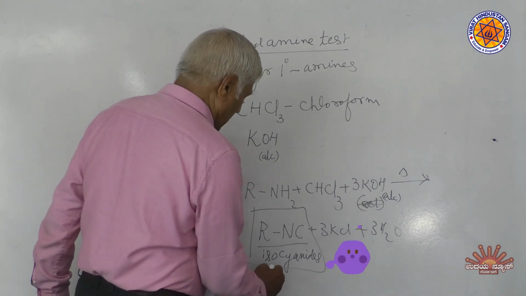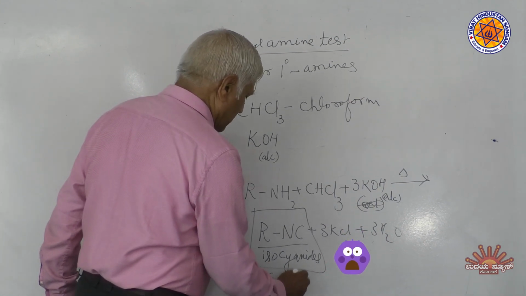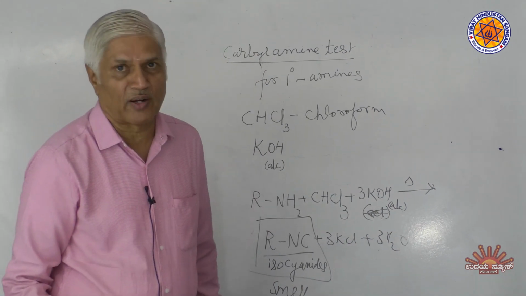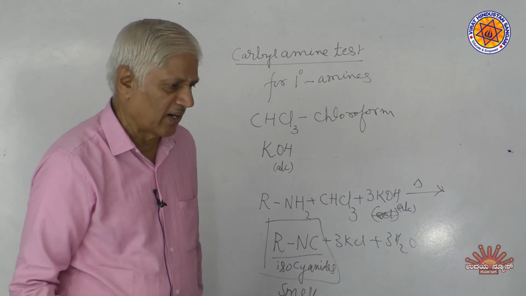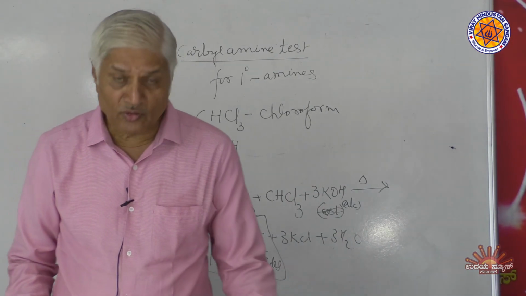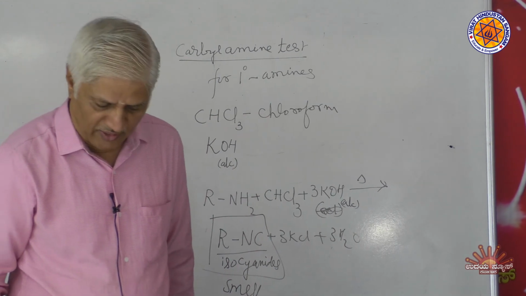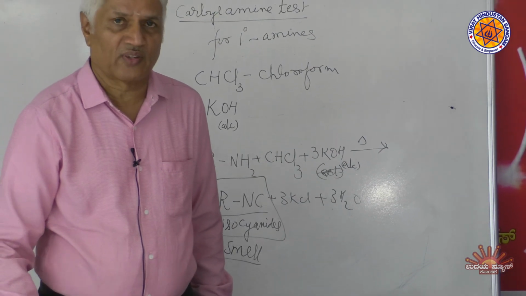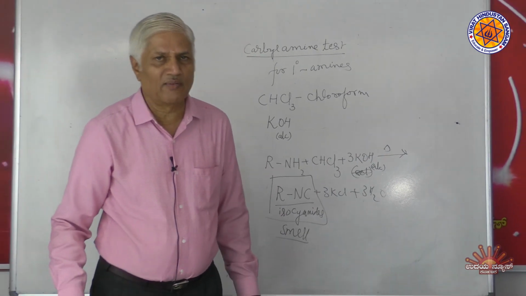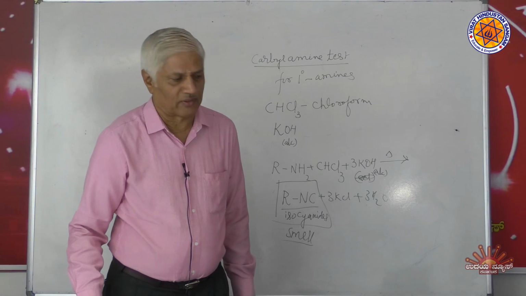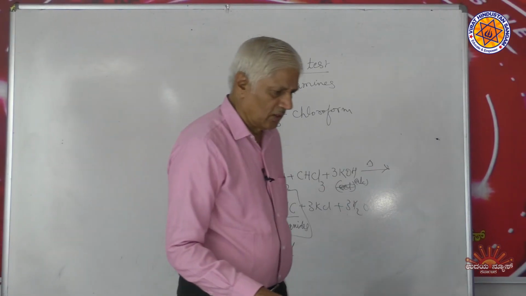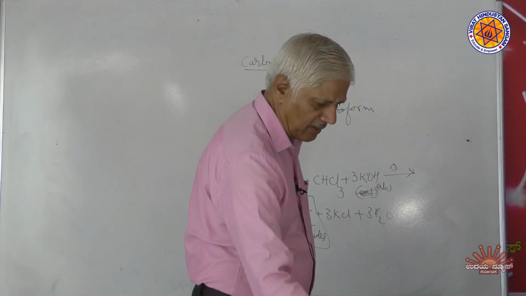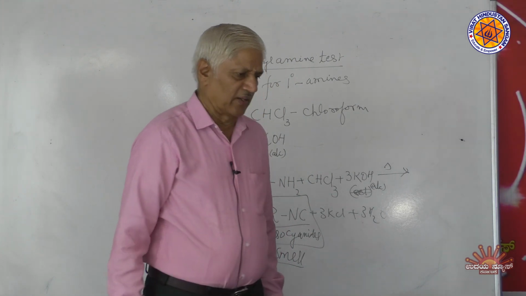They possess an unbearable smell. Therefore, this particular reaction is used as a test for primary amines, where we get an isocyanide. An isocyanide is NC and it is also called carbylamine. We hence call this reaction the carbylamine reaction of primary amines. So the option was B. B for Bombay, B.